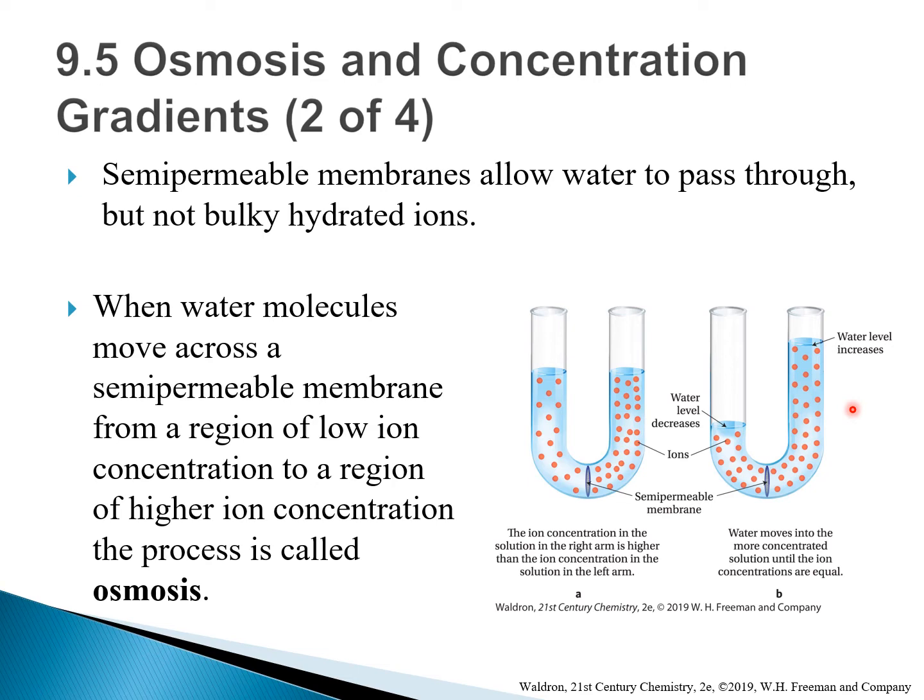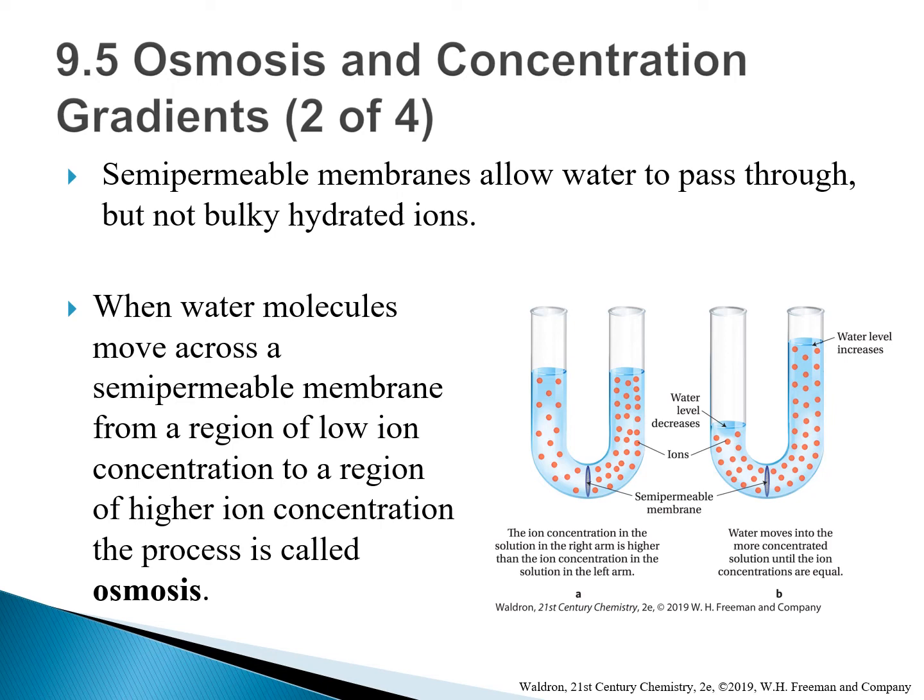Over time, the system moves away from the initial unbalanced condition and towards equilibrium, which is reached when the ion concentration is the same in the 2 arms. Because only water molecules can cross the membrane, equilibrium is attained by water molecules moving across the membrane from left to right. When they do that, they dilute the solution in the right arm until the ion concentration there is the same as in the left arm.